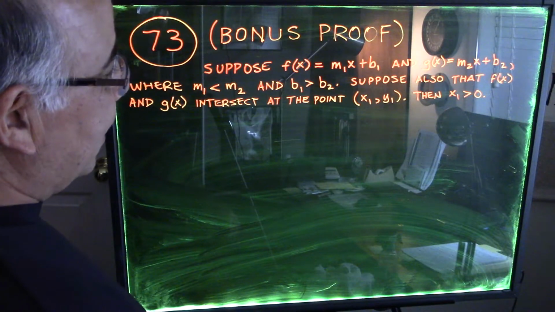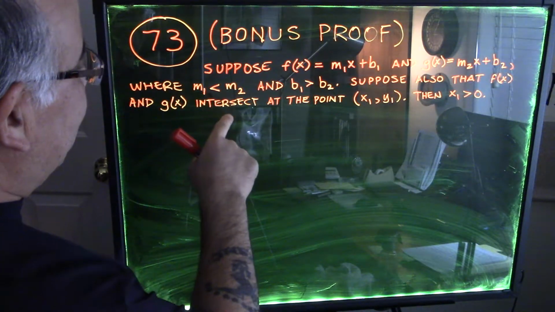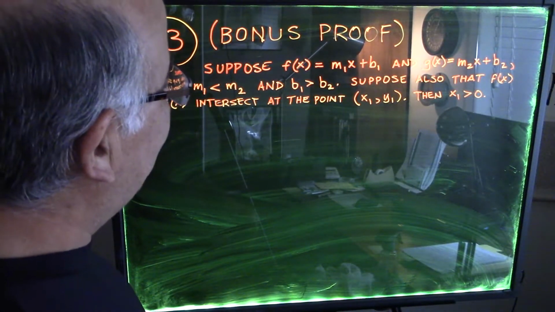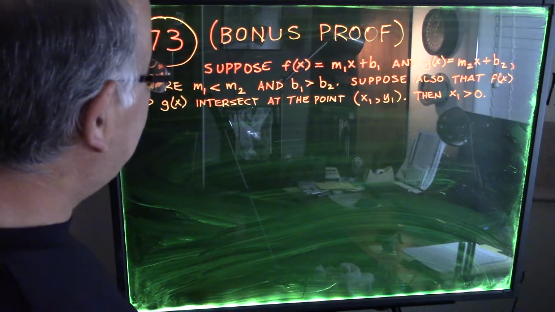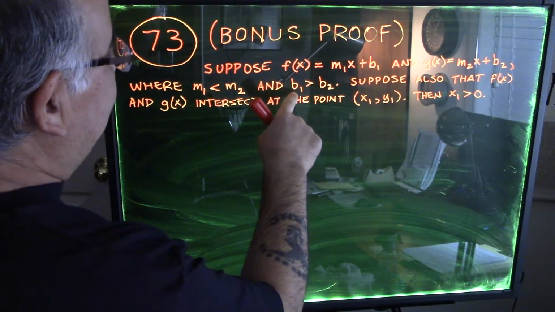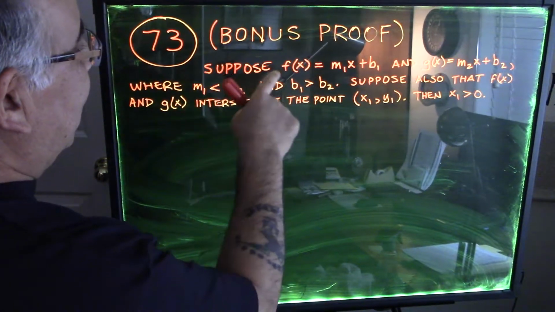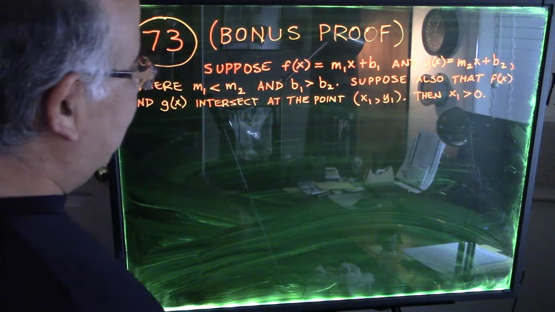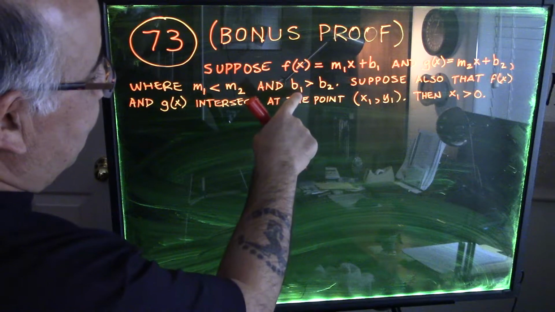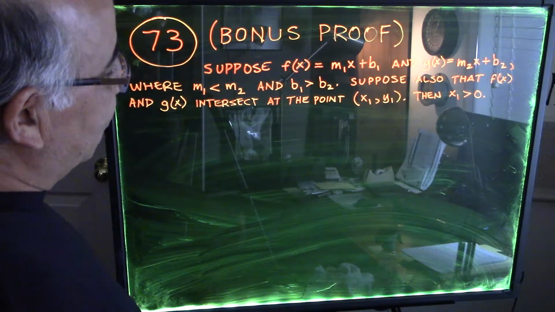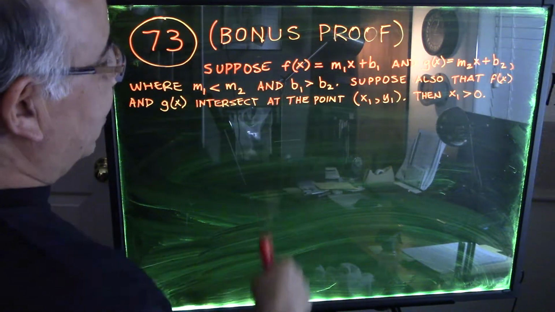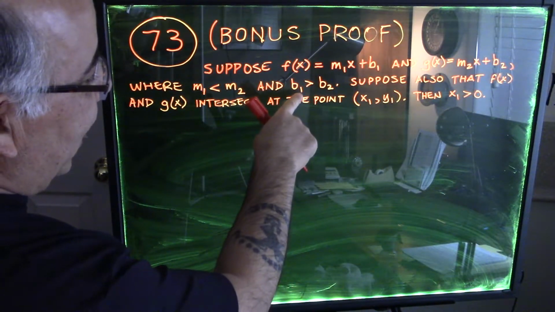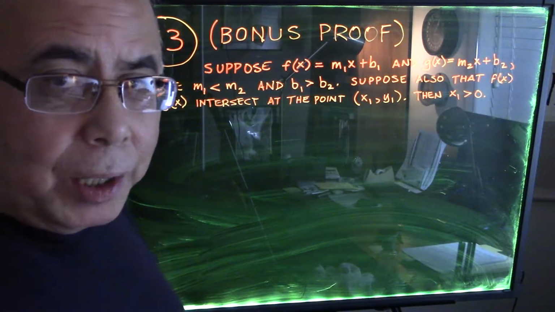That's all. And we're going to put the conditions like m1 has to be less than m2. All right, m1 is less than m2, in other words, the slope of f of x will be less than the slope of g of x. All right, and the y-intercept of f of x, b1, is greater than b2. So in other words, on the y-axis, b1 lies above b2.